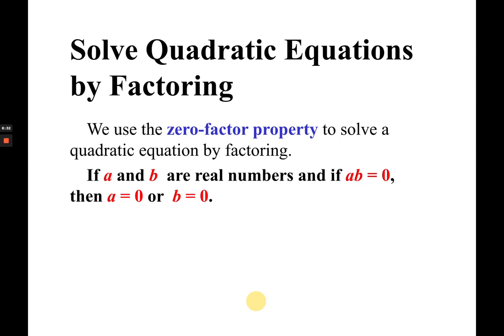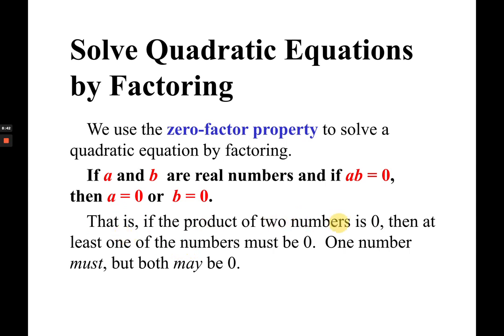If a and b are real numbers, and if a times b is equal to 0, then we could presume a could be 0 or b could be 0. That is, if the product of two numbers is 0, then at least one of the numbers must be 0 to make it equal to 0. Or it could be both of them are 0. That's the idea of the zero factor property, which we will apply in solving quadratic equations by factoring.